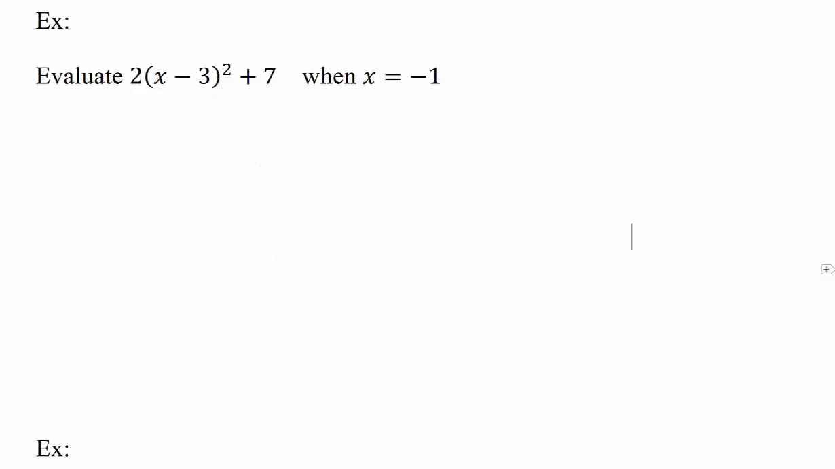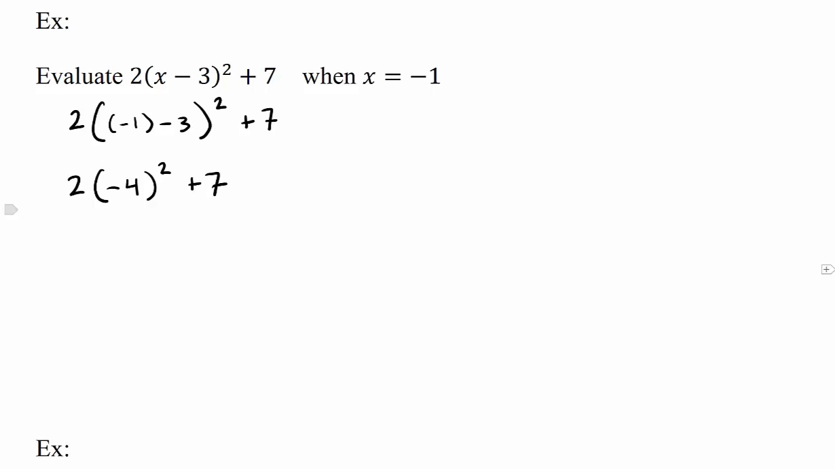Looking at this next example, we're going to evaluate this expression at negative 1. So this is going to be 2 bracket negative 1 take away 3 all squared plus 7. I'm going to do what's inside the brackets first. Negative 1 subtract 3 is going to be a negative 4. Now I'm going to do the exponent first. So negative 4 times a negative 4 is going to be 16.